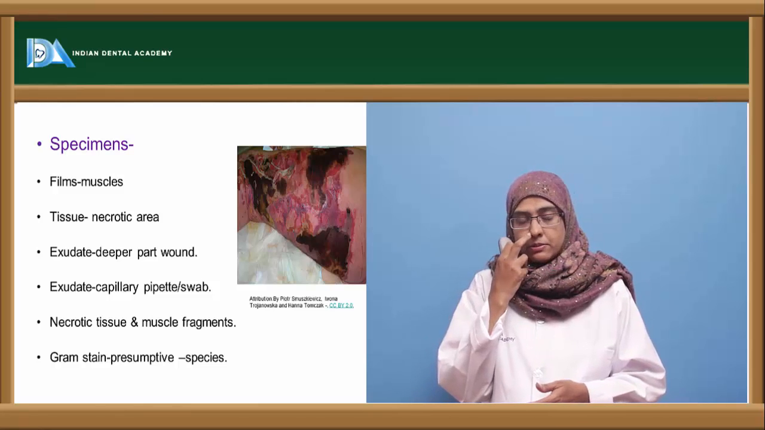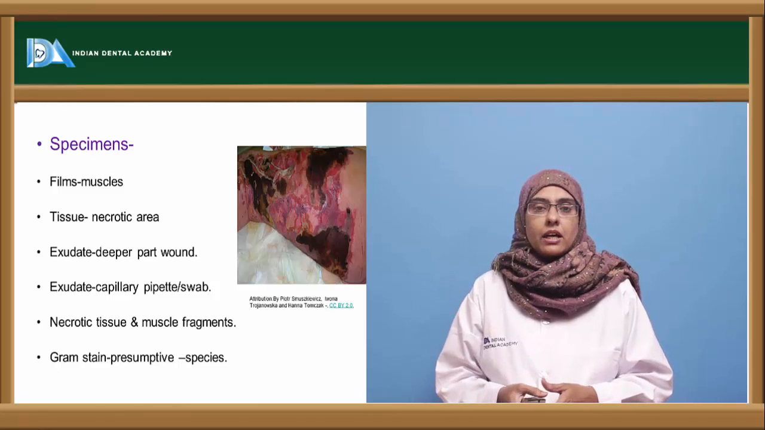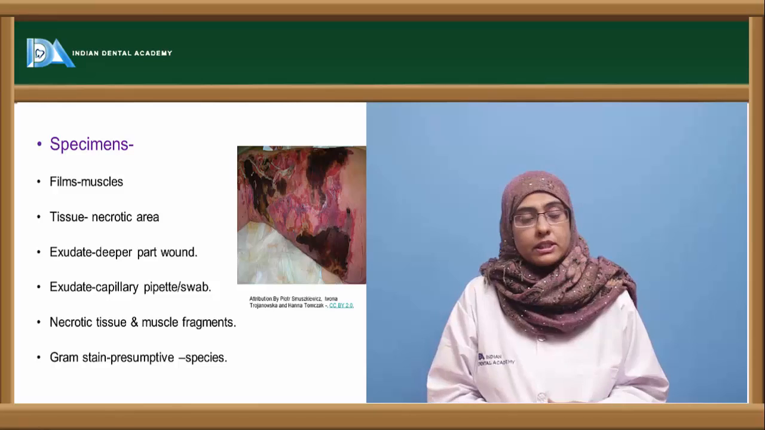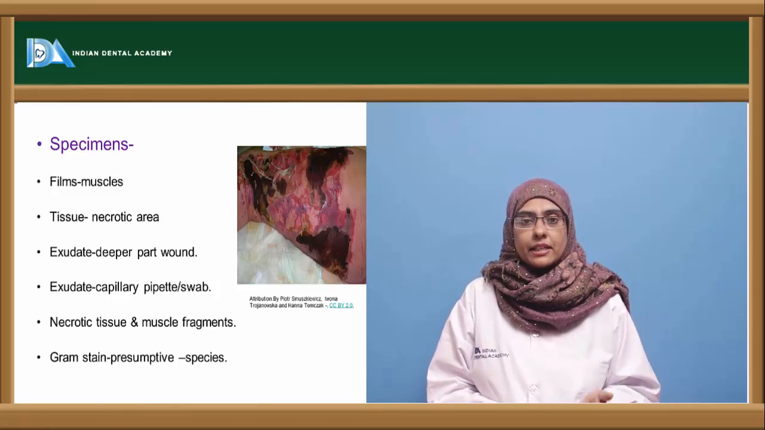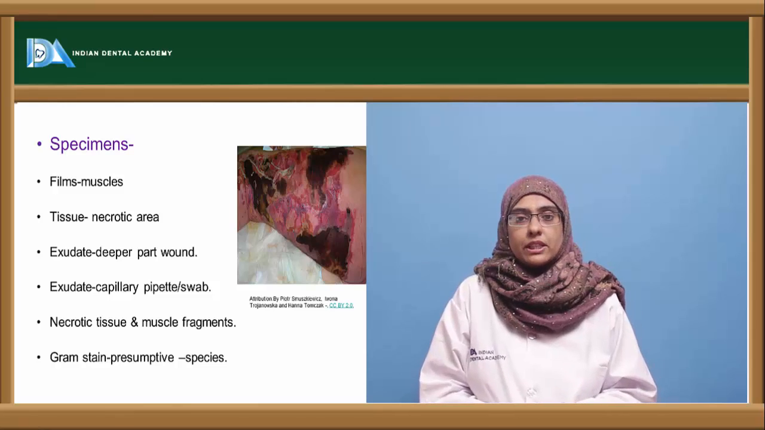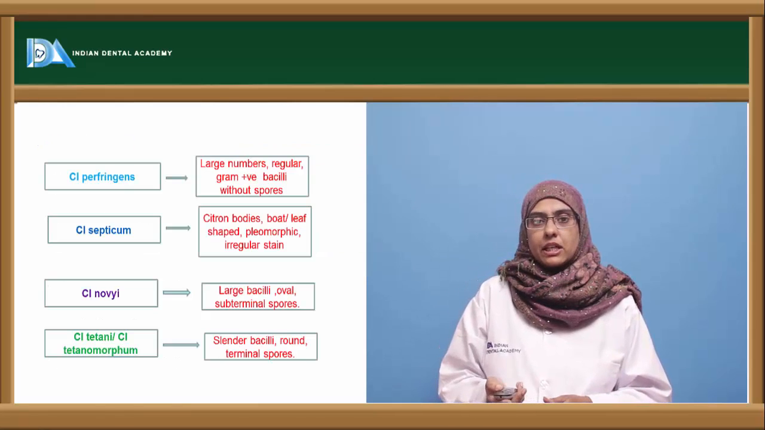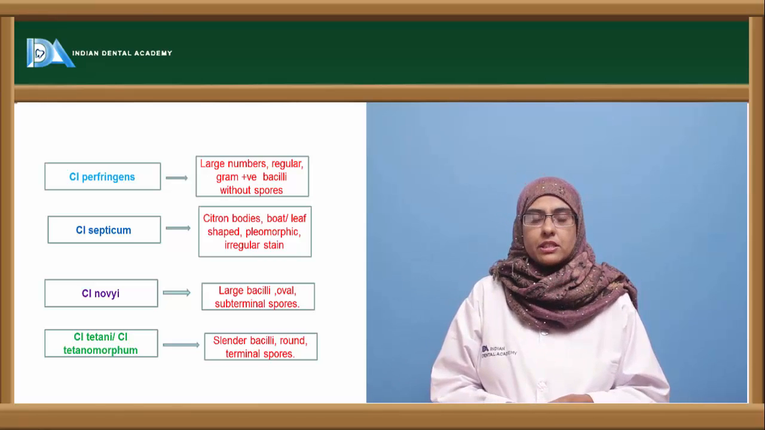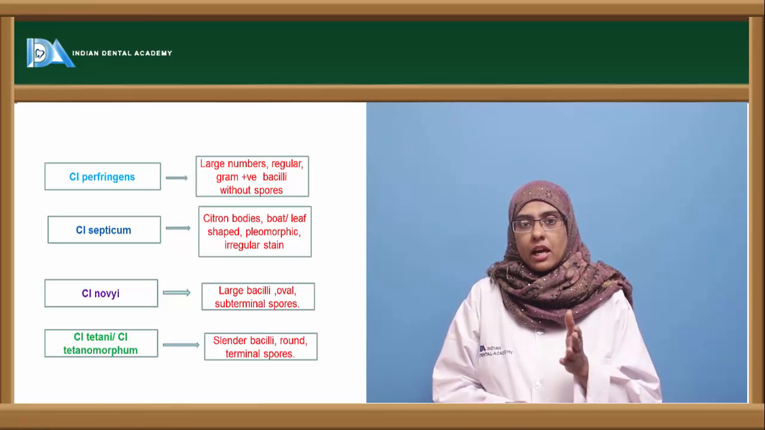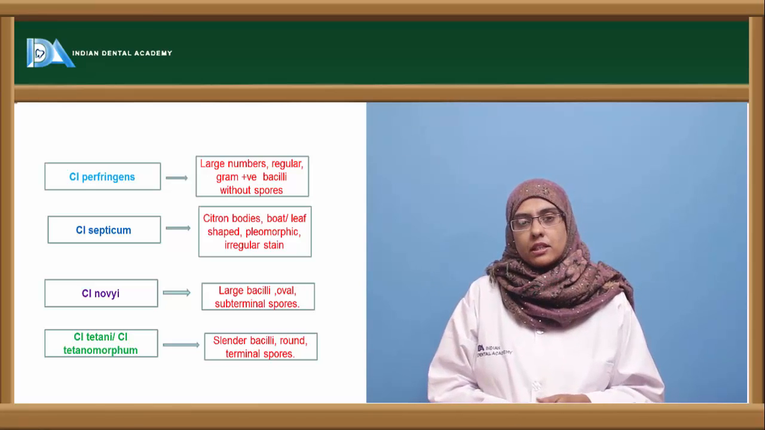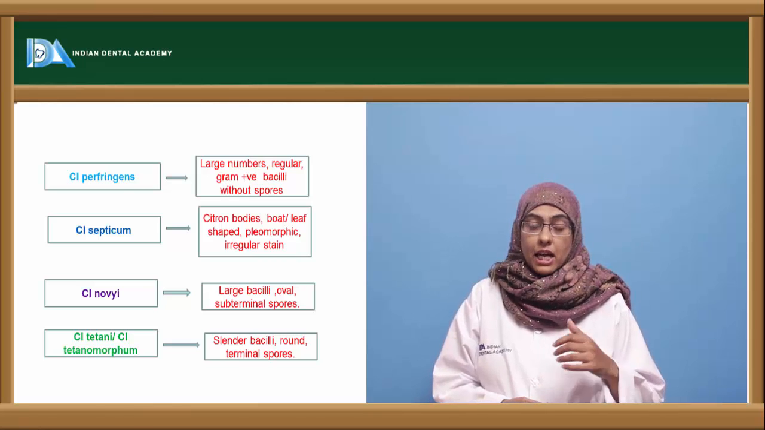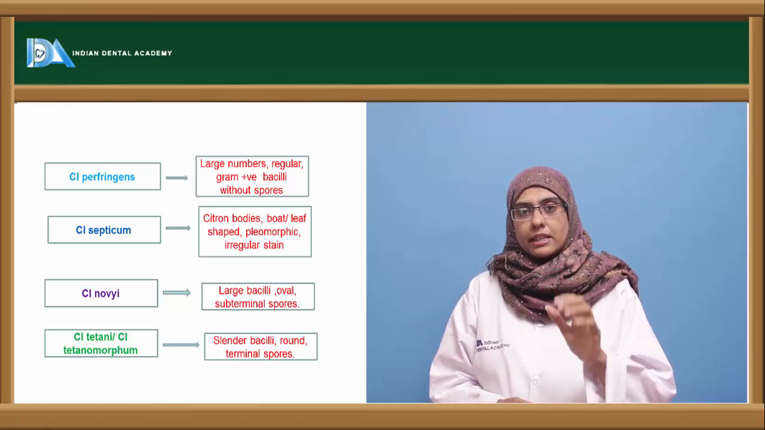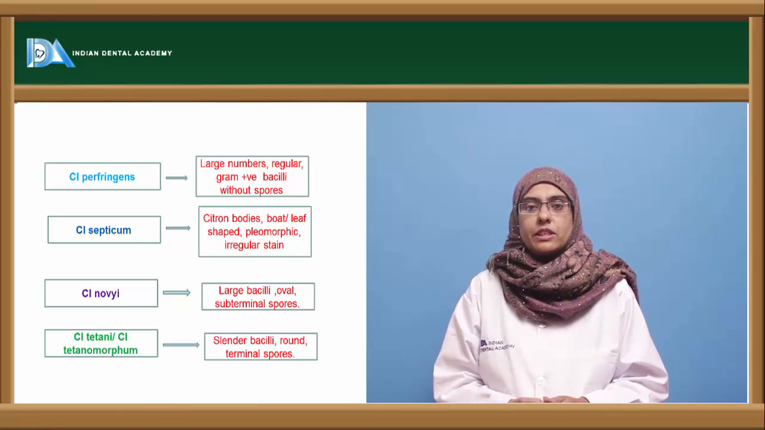So once the exudate has been collected, you can go for the gram staining, which gives us only a presumptive identification of the organism, because there are different types of Clostridium species that are involved in gas gangrene. One should know which species is usually causing the disease, and of the different species involved in gas gangrene, the most common one is Clostridium perfringens. This can be identified with the help of gram staining. The characteristic feature of Clostridium perfringens is that they are large in number and regular, they are usually gram positive bacilli, and the absence of spores is a characteristic feature of Clostridium perfringens.